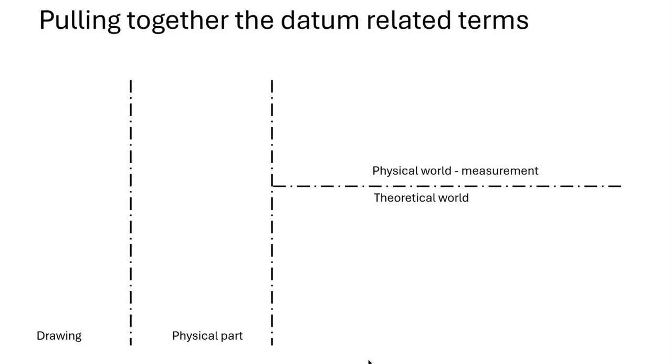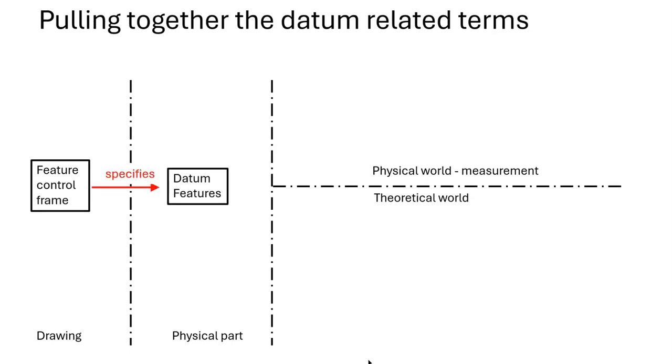Understanding what these terms are and how they relate to each other is fundamental to understanding how parts are dimensioned and measured. We start with what we see on a drawing. The drawing references a physical part. When we get to the measurement world, we talk in terms of what happens in the physical world and what happens in a theoretical world. On the drawing, we specify feature control frames. They exist only on the drawing. The feature control frames specify datum features. Datum features exist on the physical part. Datum features constrain the translations and rotations of the part.